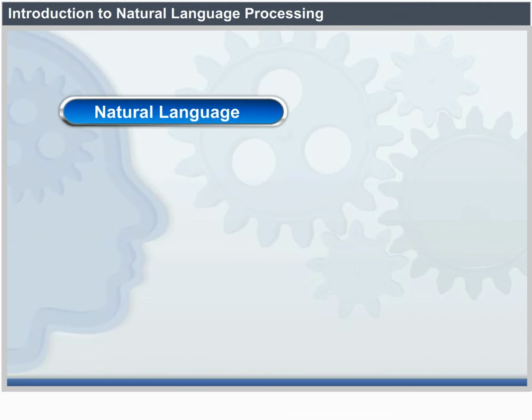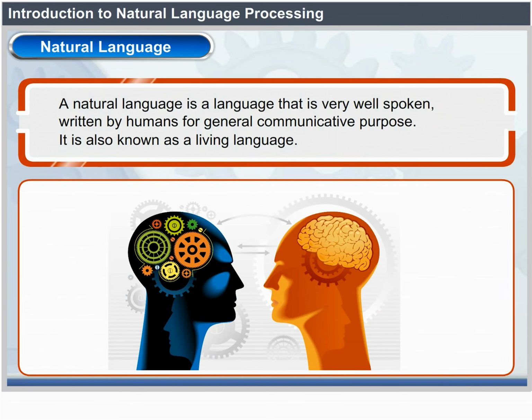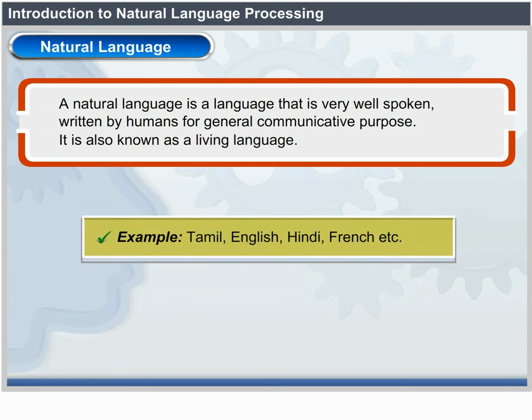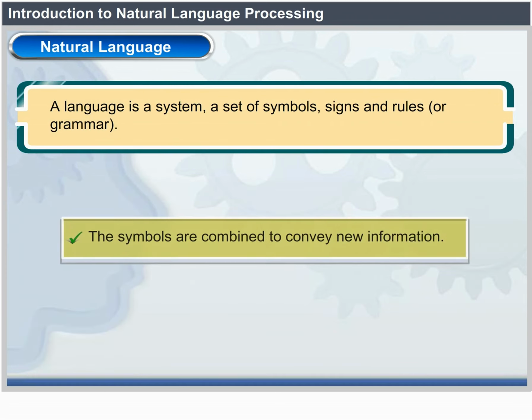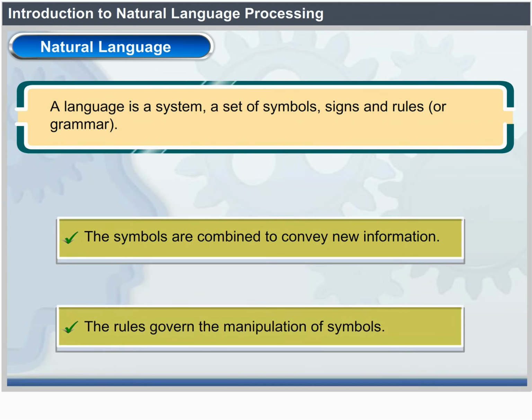Natural language. A natural language is a language that is spoken or written by humans for general communicative purposes. It is also known as a living language. Example: Tamil, Hindi, English, French, etc. A language is a system, a set of symbols, signs, or grammar. The symbols are combined to convey new information. The rules govern the manipulation of symbols.